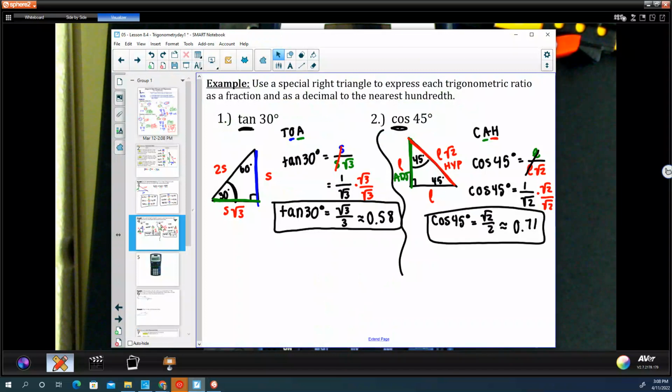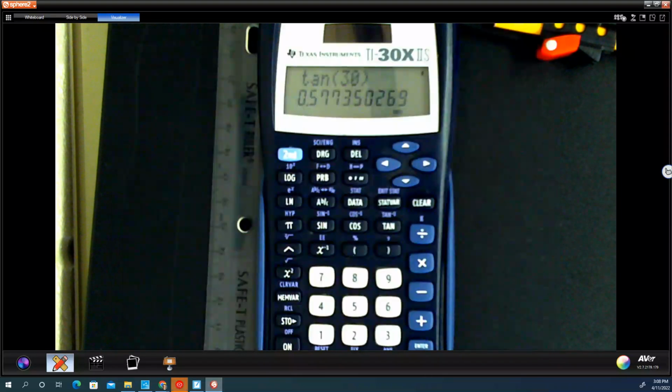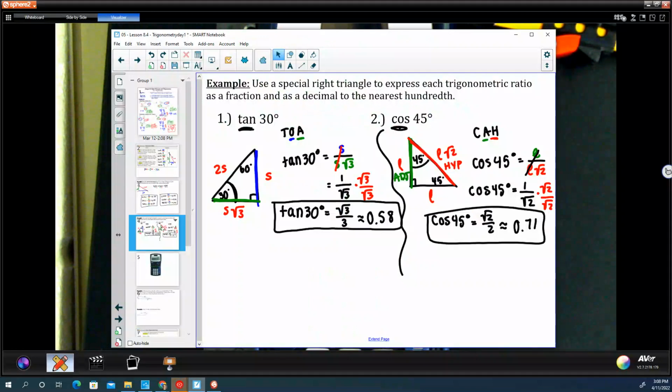Let's try this one. The cosine of 45 degrees. Let's try that. Cosine of 45 degrees. Was that the same decimal that we got for the square root of 2 over 2? You betcha. So your calculator can do this, but unfortunately, your calculator will only give you the approximation.